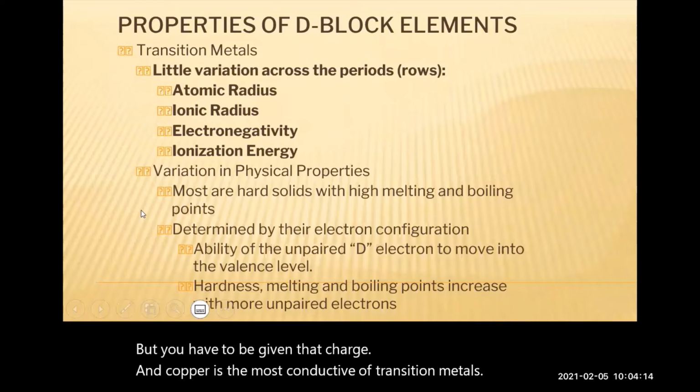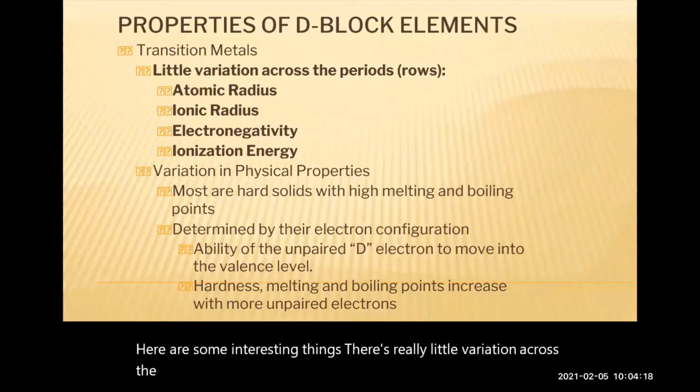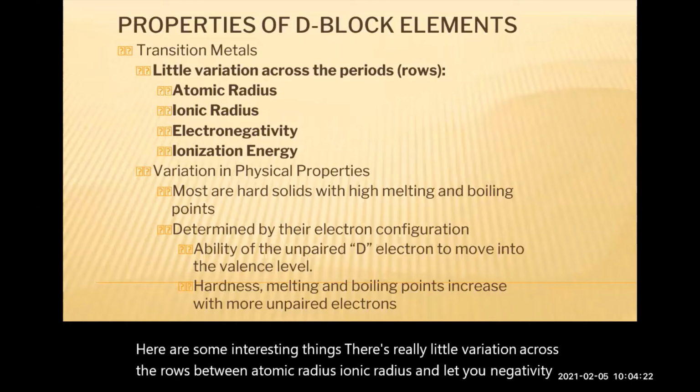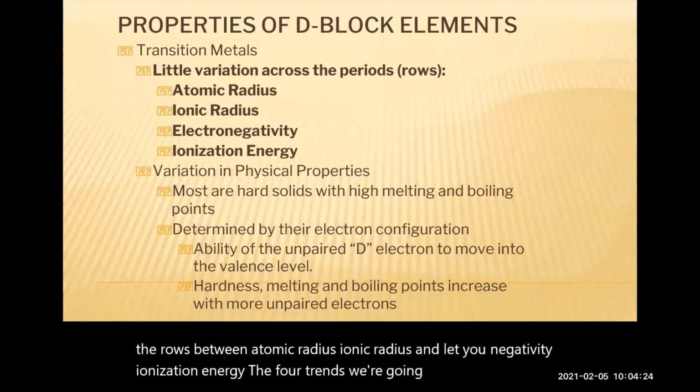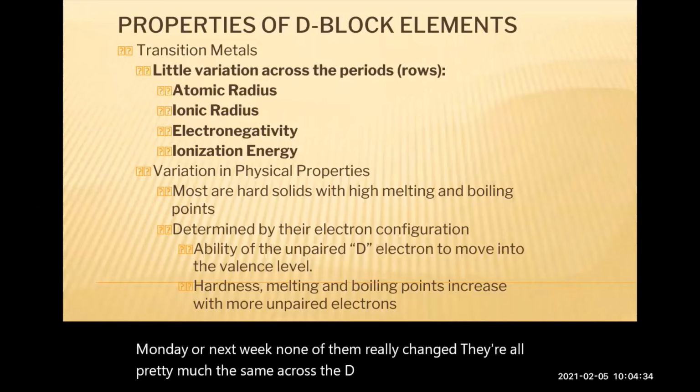Here are some interesting things. There's really little variation across the rows between atomic radius, ionic radius, electronegativity, ionization energy. The 4 trends we're going to be studying on Monday or next week, none of them really change. They're all pretty much the same across the D block. But they have wide variety in physical properties.